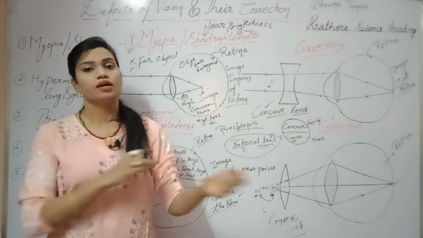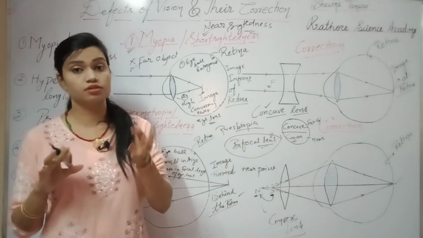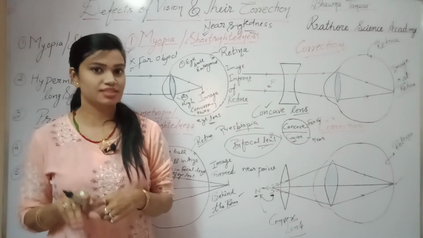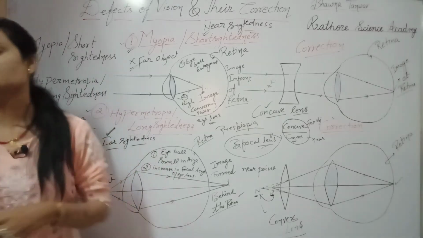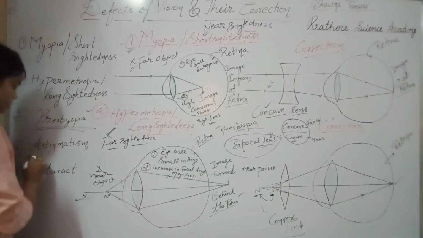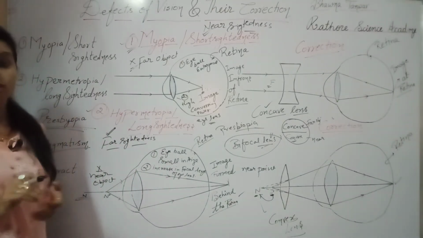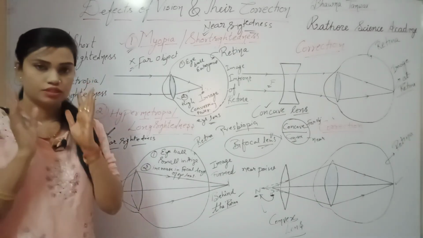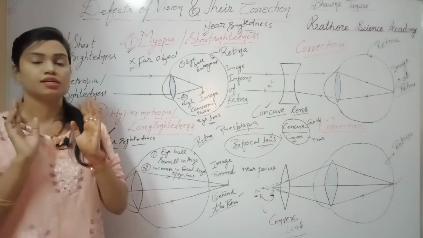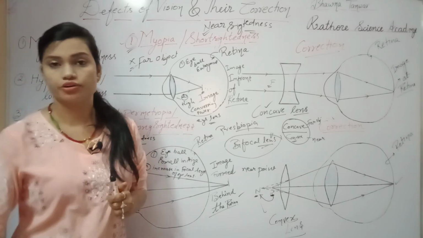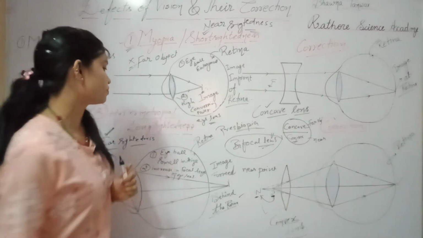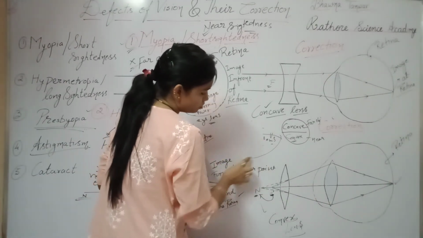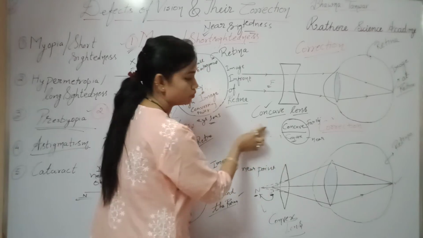Got it? Now we will discuss the fourth eye defect, that is astigmatism. Yes, the fourth eye defect is astigmatism. What happened in this case? This defect is related to the cornea of the eye. If you want to know this, pause the video and note it.